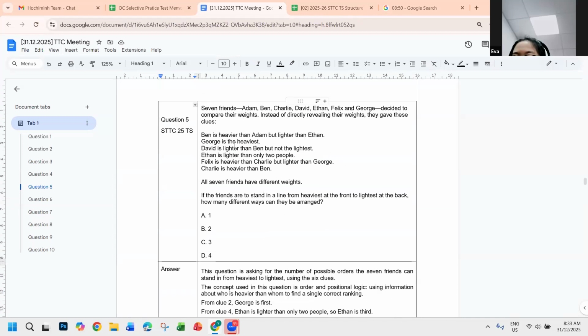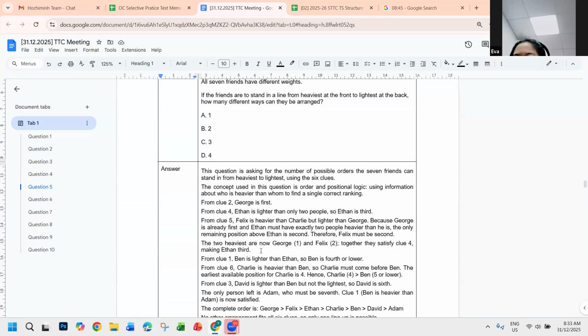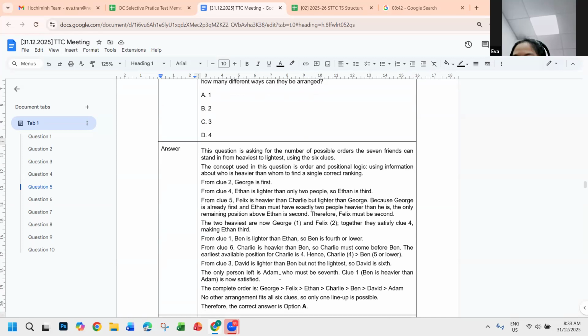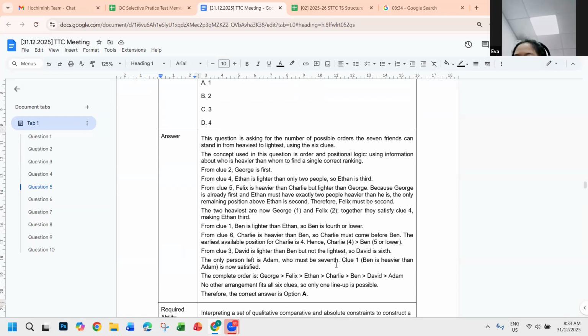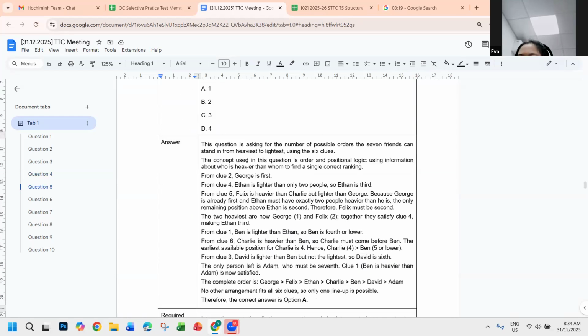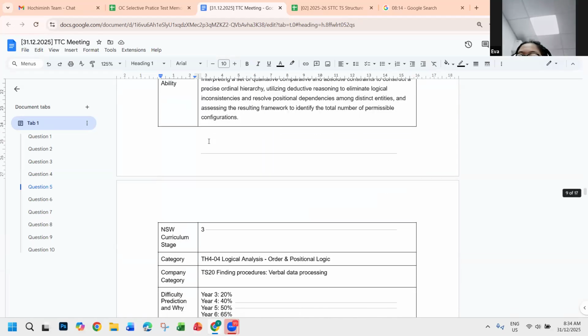And from clue 3, we have David is lighter than Ben, but not the lightest. So David will be the sixth position, and the only person left is Adam. Adam must be in 7. From the following conditions, we have the final order here, and there is only one arrangement that satisfies the clues. So we have only one way. The correct answer is option A.